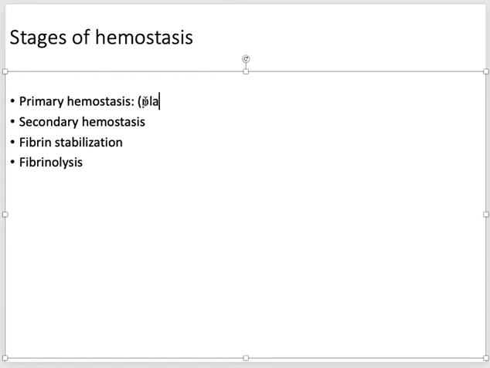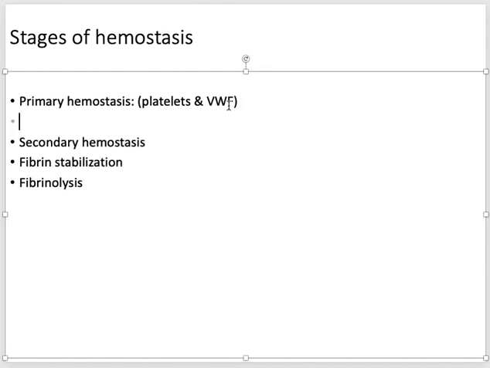One is platelets, thrombocytes, and the other is von Willebrand factor. All the clotting factors are formed in the liver, except one factor, which is present in the endothelial cells. Remember, whenever there is any damage to the body, the endothelial cells get damaged, and from there the blood starts coming out.